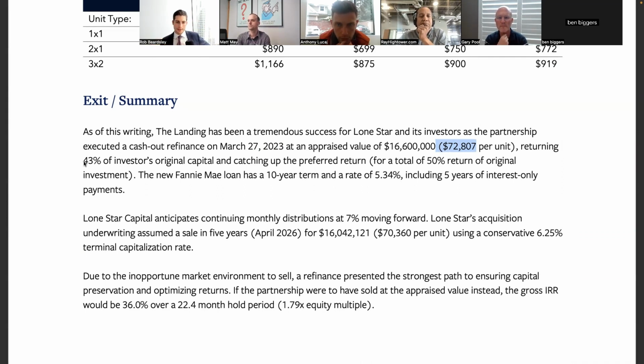So upon this cash out refi, we were able to catch up fully on the outstanding preferred return, which was about 7%, which equated to about 7% of the original investor capital. And then the remaining portion of the cash out refi, which is 43% of the investor's original capital, we were actually able to pay back and pay down their capital account.